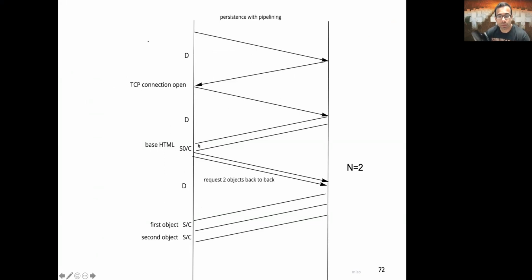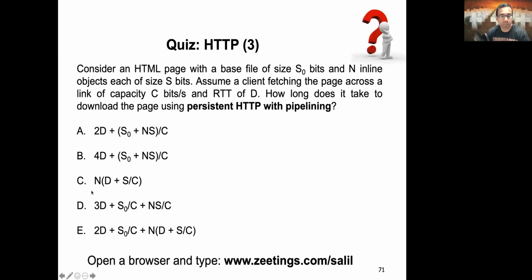If you look at this, again, we open the connection and request the base HTML. That's 2D plus S0 by C. Now, once we have the base HTML, we know how many objects there are, so we can send all n requests back to back. Then we get all the n objects back to back. So the total delay is D plus D plus D, that's 3D plus S0 by C plus n times S by C. That's the time to transmit each of those objects. That's the reason my answer would be D in this case.